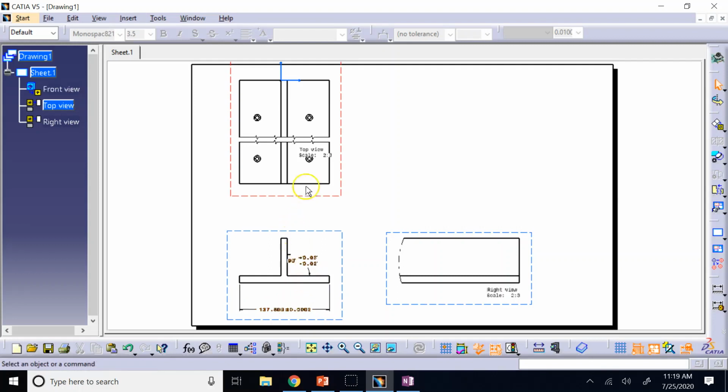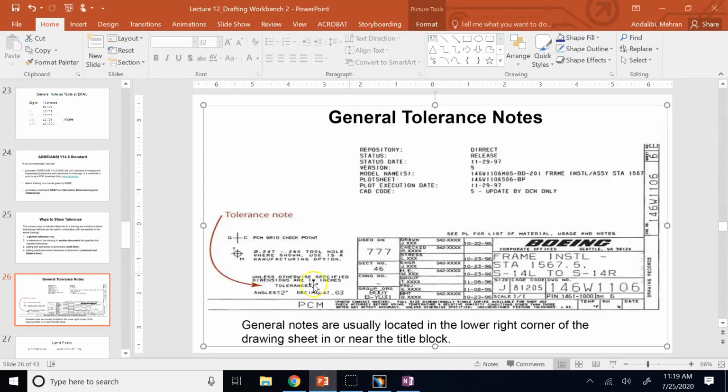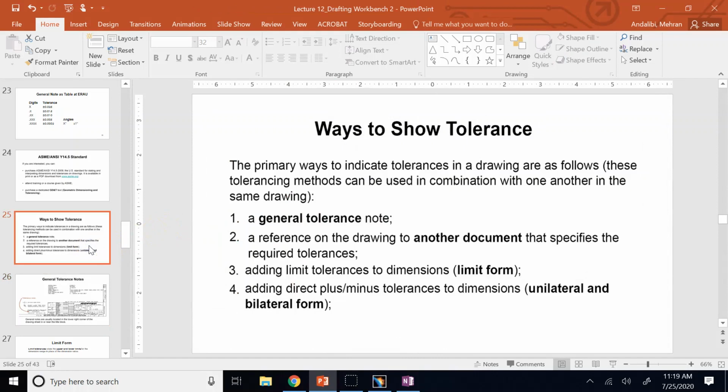In that case, yes, I'll show the tolerance on that dimension. If I don't show tolerance on that dimension, then the tolerance for that dimension follows what? The general note in the frame and title block. So that's one way to do it, and I'll show you right now.